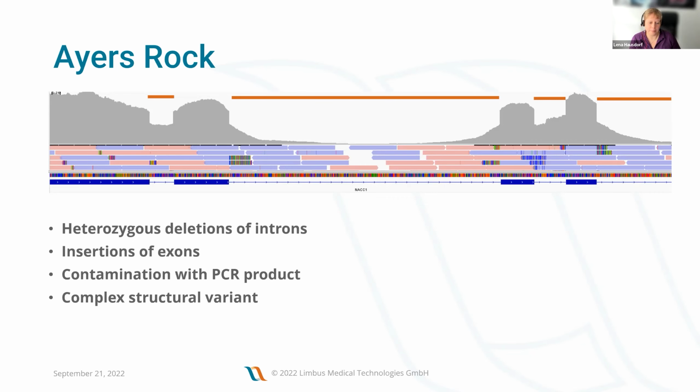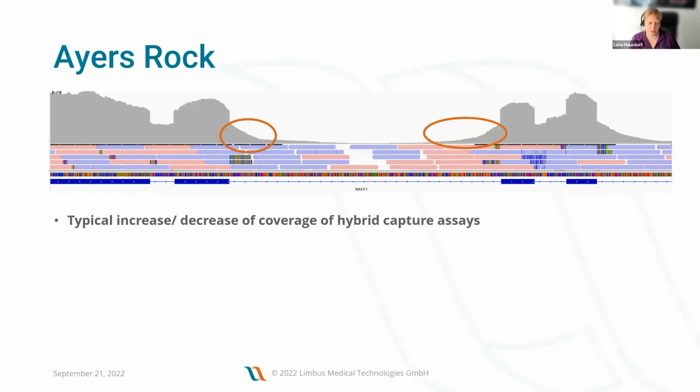So what we did here is we just took a look at the BAM file. The thing is, you see the typical increase and decrease of coverage, which is typical for hybrid capture assays. And this was a hybrid capture assay.